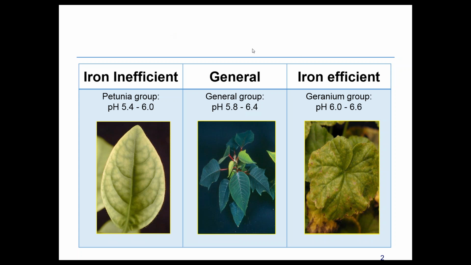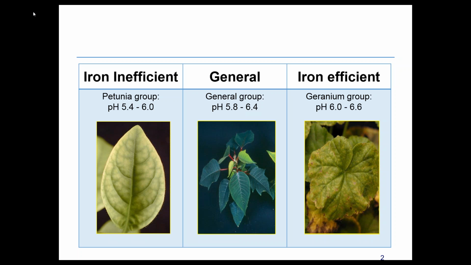The first thing we need to know when we think about iron deficiency and toxicity is that plants differ in how they uptake iron. We have a group of plants that are very efficient at uptaking iron and a group that are inefficient. For example, the first photo on your left is an iron inefficient plant. These plants need a lot of iron because they don't take it up very well, so in order to supply enough nutrients they need to have enough iron in the root zone. Otherwise, they don't grow well. In this group we usually have what we call the petunia group. From now on, every time I say petunia group or iron inefficient, I'm talking about the same thing. The petunia group grows really well between a pH of 5.4 and 6.0.